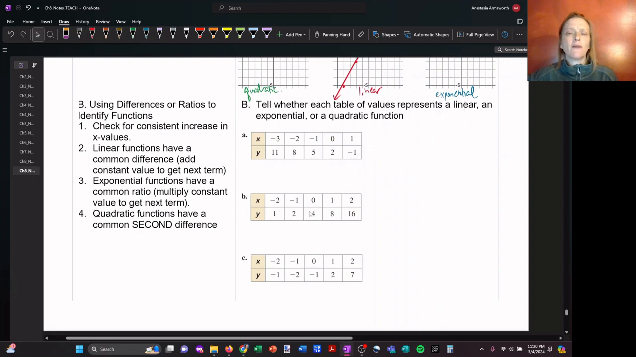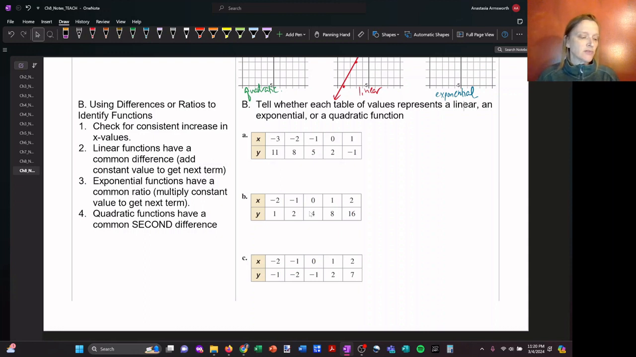What if we don't have graphs? What if we just look at data tables? Is there a way to tell the difference between the different types of functions here? And the answer is yes. Some of these differences we've learned about before. First of all, if you have a common difference, if you're consistently adding or subtracting by the same value, in this case, we seem to be subtracting 3 every single time. Now, it is important, do check the x values. If there's no pattern in the x values, then you can't expect a pattern in the y values.